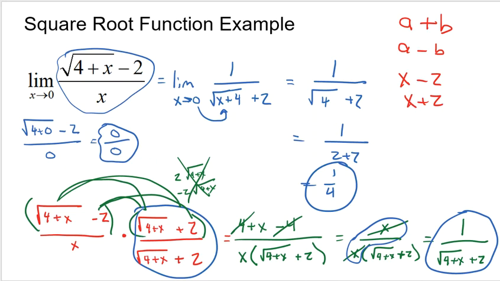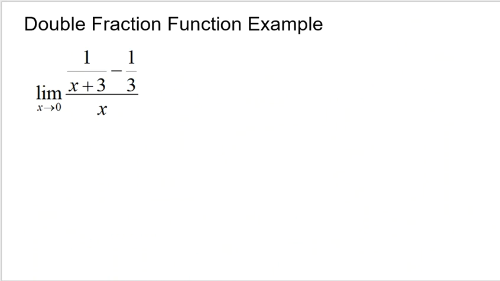So when you see square roots, first off, always try direct substitution. When you get that 0 over 0, and then you say, okay, I got a square root, what do I do with the square root? That's when you use this conjugate method. All right, one more technique for double fraction problems.